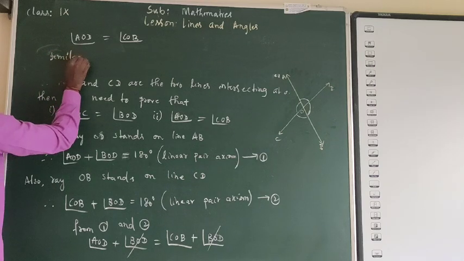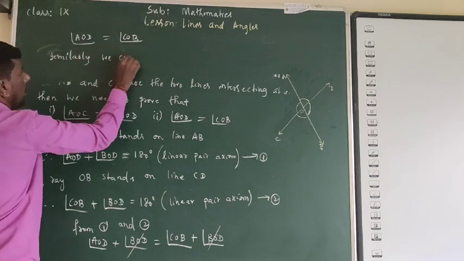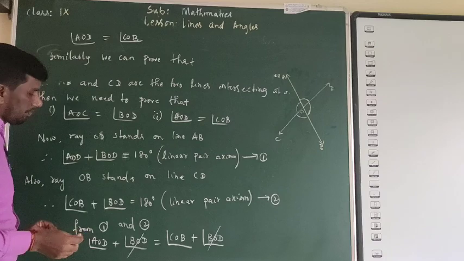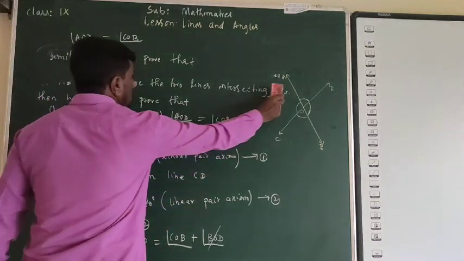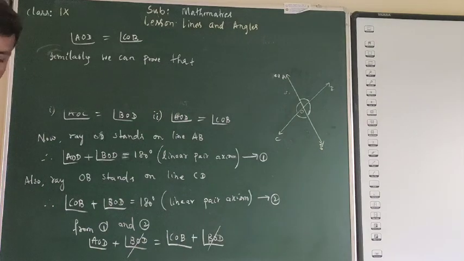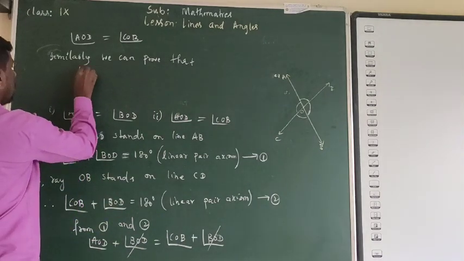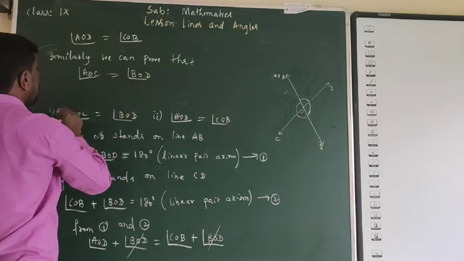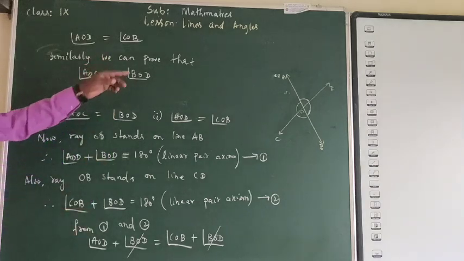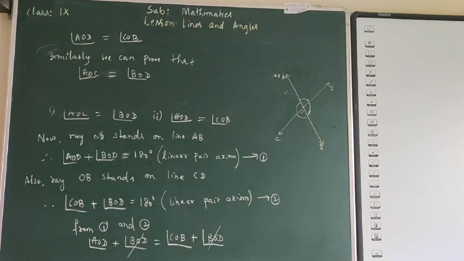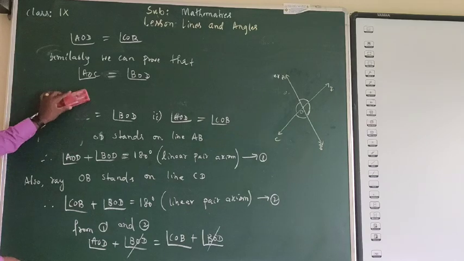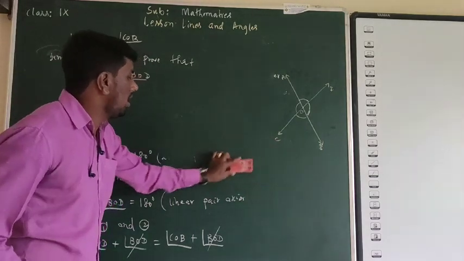Similarly, we can prove that angle AOC is equal to angle BOD. Okay. This concludes that the two angles, the vertically opposite angles, are equal. Okay. So this concludes that vertically opposite angles are equal.